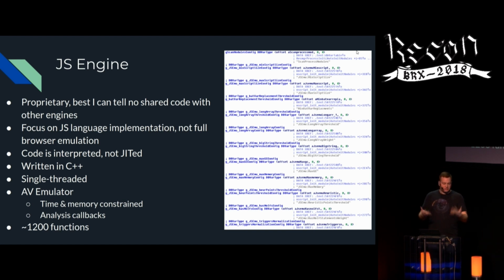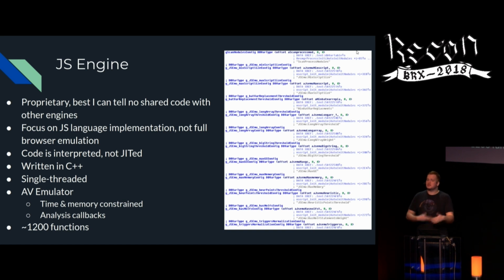Generally, there's a focus on the JavaScript language implementation, so just providing the actual JS language and not a full browser emulator. There is a small browser emulator and some DOM emulation, but they're not doing all the complex things that a browser would do, such as what interfaces it would allow JavaScript to use to manipulate objects, and things like that. The code is all interpreted. There's no JITting, so they never have a JIT engine or anything like that. It's written in C++, single-threaded. Because this is an antivirus emulator, it's time and memory constrained, so it can only scan for so many seconds or milliseconds, and it can only use so much memory. If you exceed either of those, they'll just kill the process.